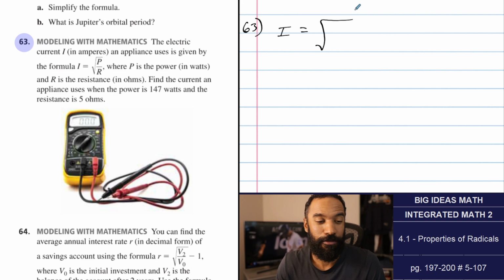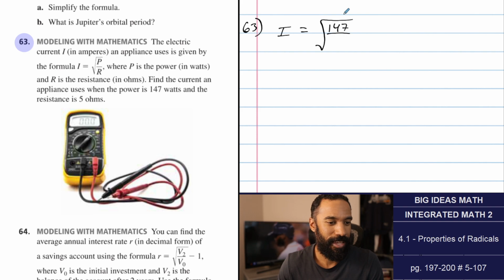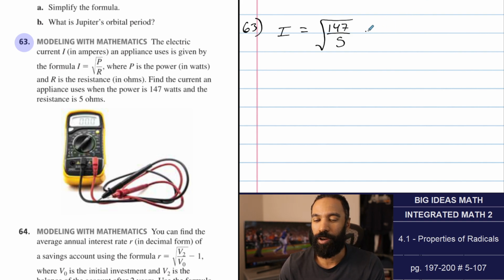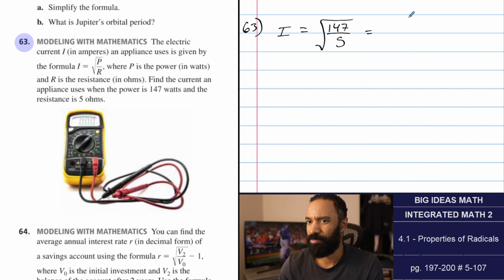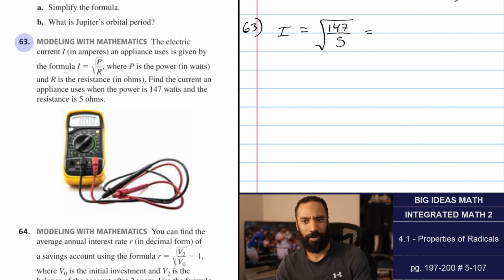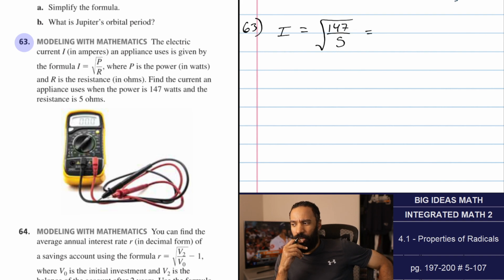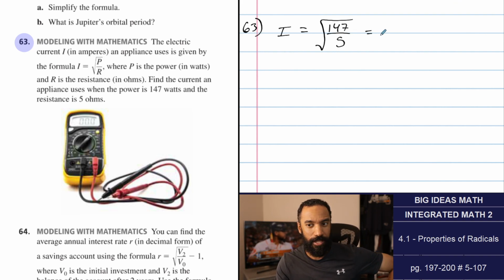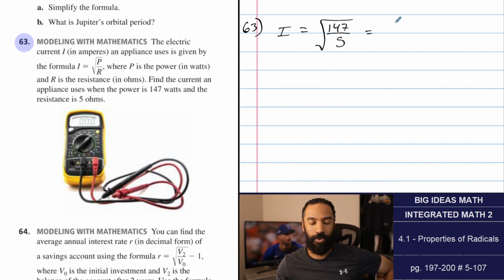And now I'm paying it forward by substituting 147 for P and 5 for R. And listen, they were simplifying ones before, so I'm going to continue to do that. Whoopsie. So 147, it's not a prime number, but I don't think it has a perfect square factor. Oh, it does. It's 49 times 3, so time out. This is root 49 times root 3, which is 7 root 3.